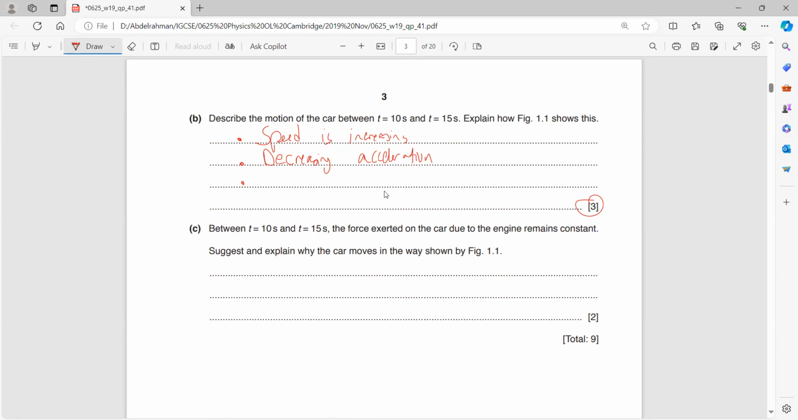Decreasing acceleration. طب how do I know that the acceleration is decreasing from the graph? What's happening to the slope؟ هنقول له with a decreasing slope. صح؟ طيب جميل. Between time 10 and time 15, the same 2 points. The force exerted on the car due to the engine remains constant. Suggest and explain why the car moves the way shown. ايه ده؟ If the force was constant, why was the acceleration decreasing? Someone tell me.